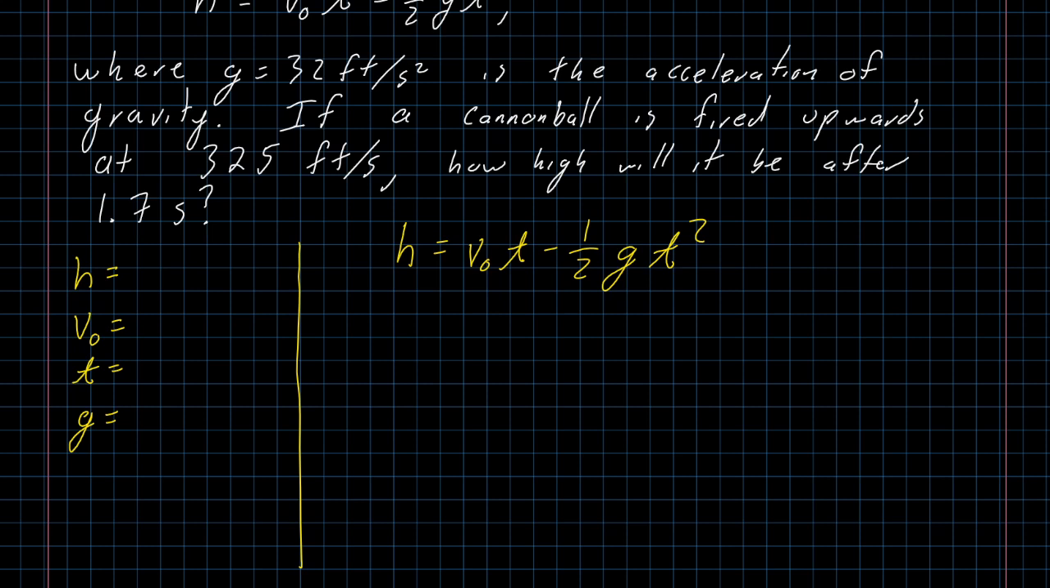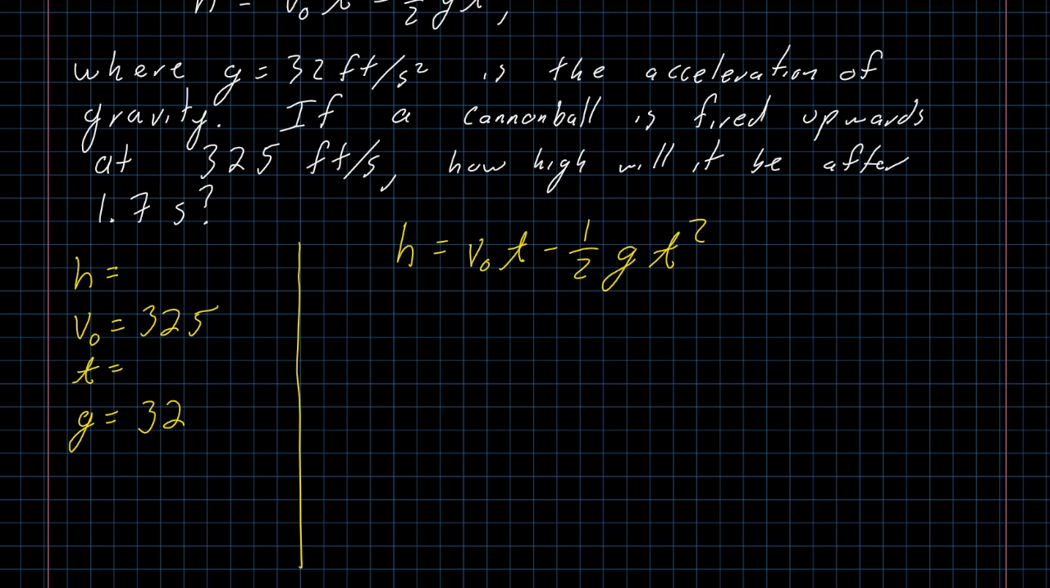All right. Now I go back to the problem. I look through and I write down every value that I know. The first one, g equals 32 feet per second squared. That's really easy. g is 32. The cannon is fired upward at 325 feet per second. Feet per second is a speed. That's going to be my v0 here.